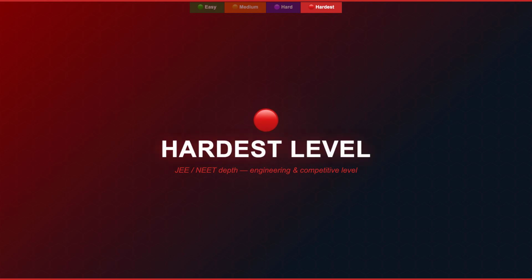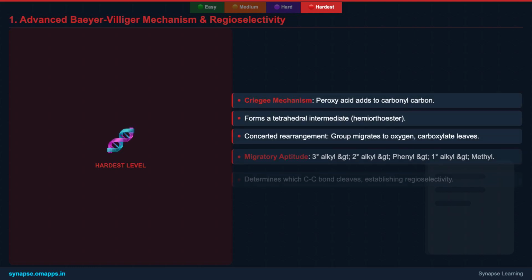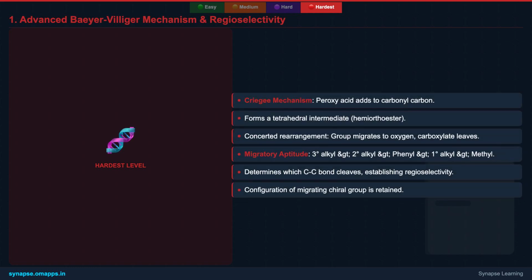Here, we'll dive into the most intricate details, competitive depth, and real-world engineering insights of oxidation reactions. Let's revisit Baeyer-Villiger oxidation with its full mechanistic glory. It's not just a simple insertion, it's a beautifully orchestrated rearrangement involving a Criegee intermediate. The peroxy acid adds to the carbonyl, forming a tetrahedral intermediate. Then, simultaneously, an alkyl or aryl group migrates to the electron-deficient oxygen, and a carboxylate leaves.